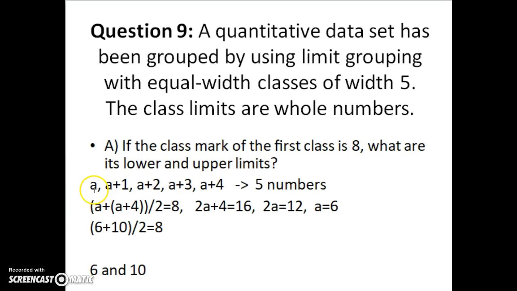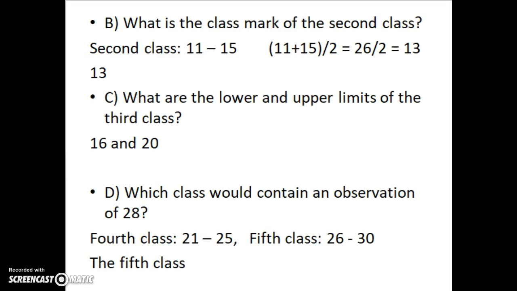Let's say the first one is A, because they all are whole numbers, and if the width is 5, it means that there are 5 numbers in here: A, A plus 1, A plus 2, A plus 3, A plus 4. The lower limit is going to be A and the upper limit is going to be A plus 4. When you add them up, A plus A plus 4, and divide by 2, you should get 8. You solve for A, which is 6, which means the lower limit is 6 and the upper limit is 6 plus 4, which is 10. So you have 6 and 10.